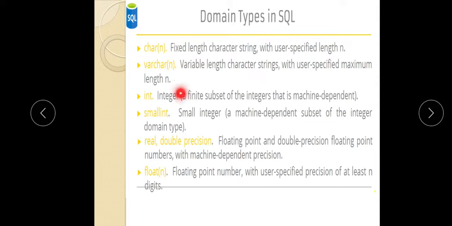Next is integer, then small int. That we are all familiar with. Real, double precision are also available. Then float. We can give it simply as float or float of n, where we can specify the precision. Float of n specifies a floating point number with the user specified precision of at least n digits. So these are the data types or the domain types in SQL.